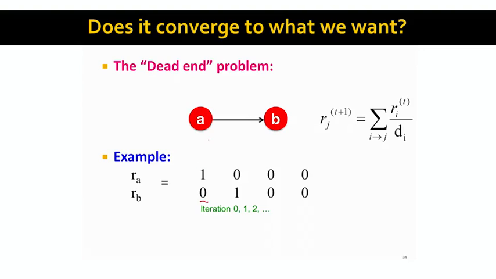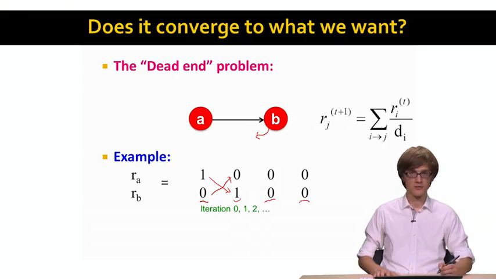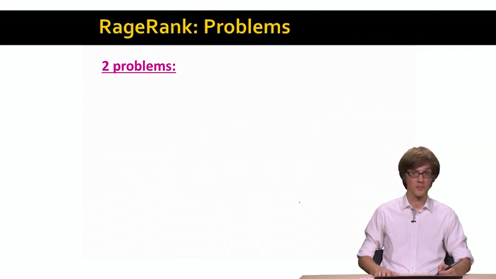In the first multiplication with matrix M, the scores get flipped. But in the second step of multiplication, the score of 1 gets lost. B is not able to pass the score to anyone else, so the score gets lost, and we converge to this vector of zeros, which is a problem. So what we will do now is talk about these two problems of spider traps and dead ends in more detail and develop solutions for them.